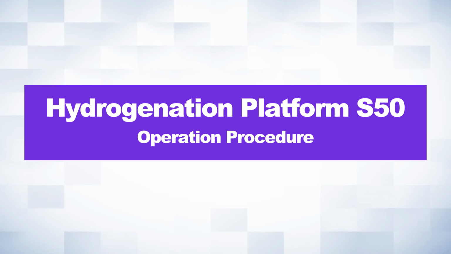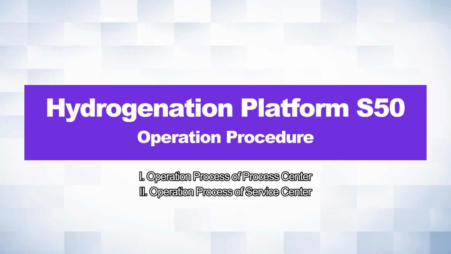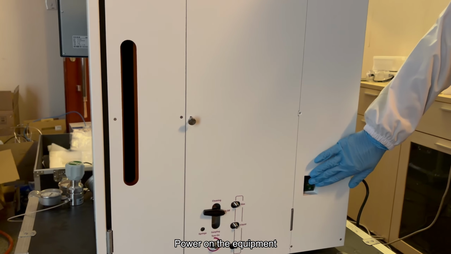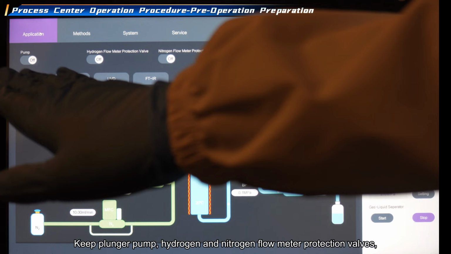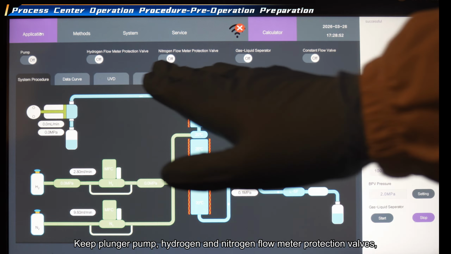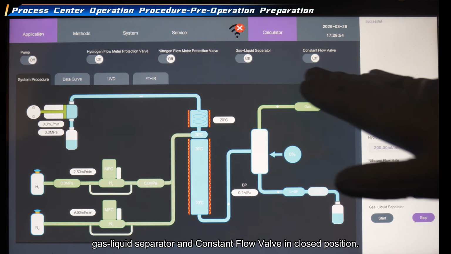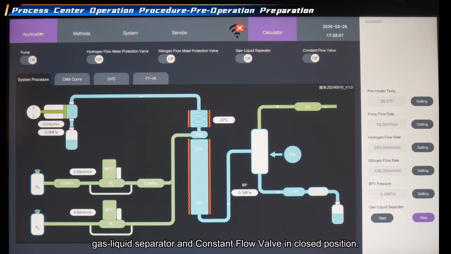Welcome to the operation guide for hydrogenation platform S50, including flow center and service center operations. 1. Power on the equipment. Keep the plunger pump, hydrogen and nitrogen flow meter protection valves, gas liquid separator and constant flow valve in closed position. Perform leak testing.